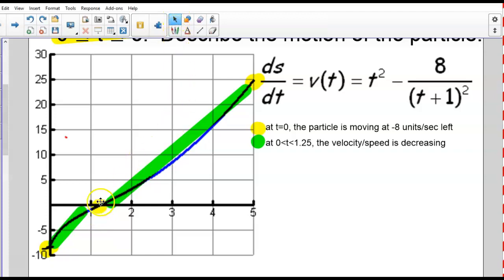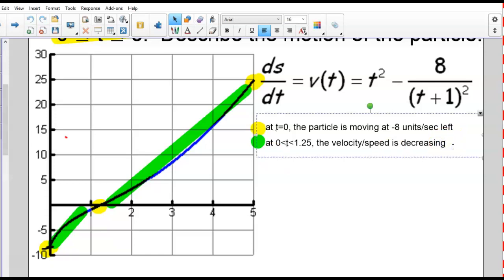Now, right here at 1.25, y'all see that's on the x-axis? That means the speed is what? At x equals 1.25, if the speed is 0, what happens? What did the particle do? It stopped. It's not moving.